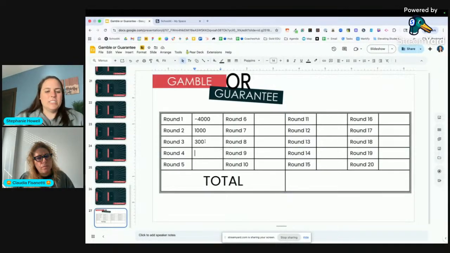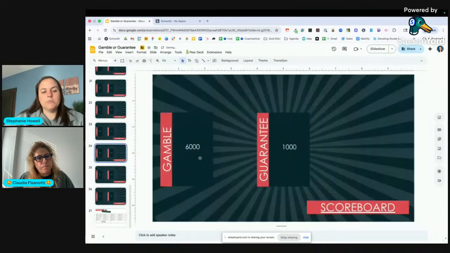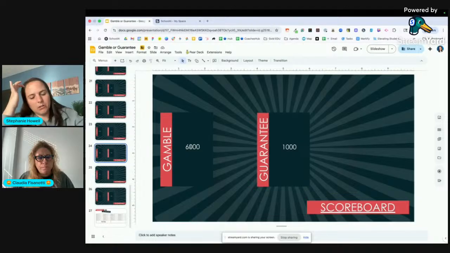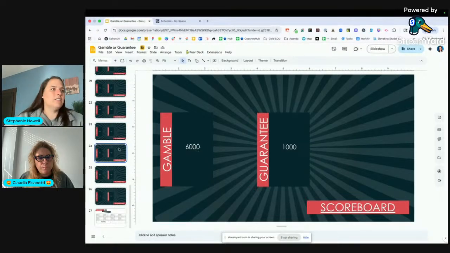Sometimes I like to use this if I'm teaching math and maybe I'm teaching decimals. I'll make these decimal answers, so then they're having to add decimals depending on the skill we're working on. Sometimes I'll keep it simple, where it's just like 1,000 or maybe it's tens.